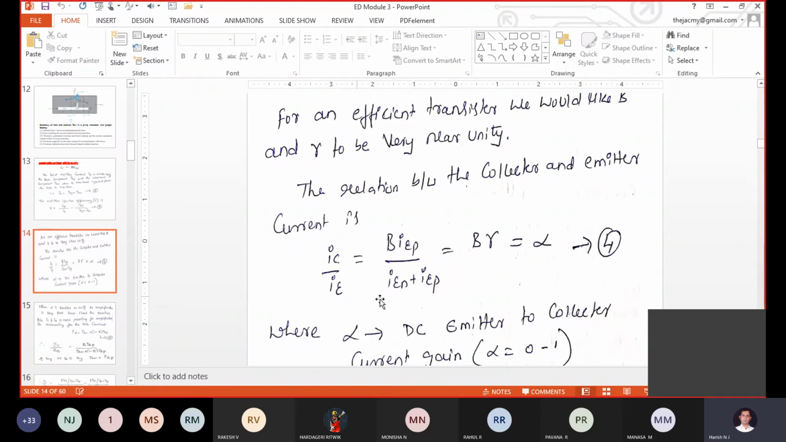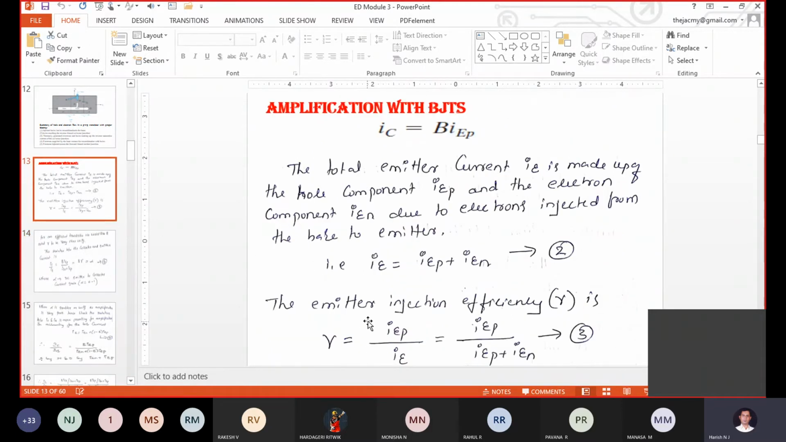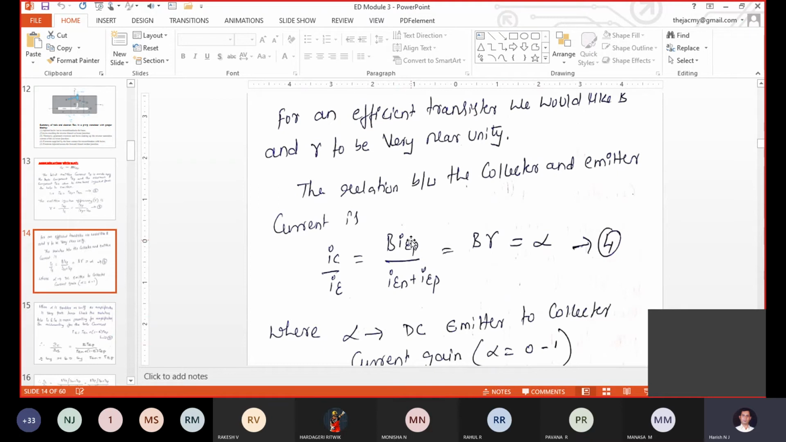Just now we have defined IEP divided by IEN plus IEP, which we call gamma. Gamma stands for emitter injection efficiency. So this equation number 3, I am going to substitute in this ratio here. Finally, what you are going to get? B times gamma.